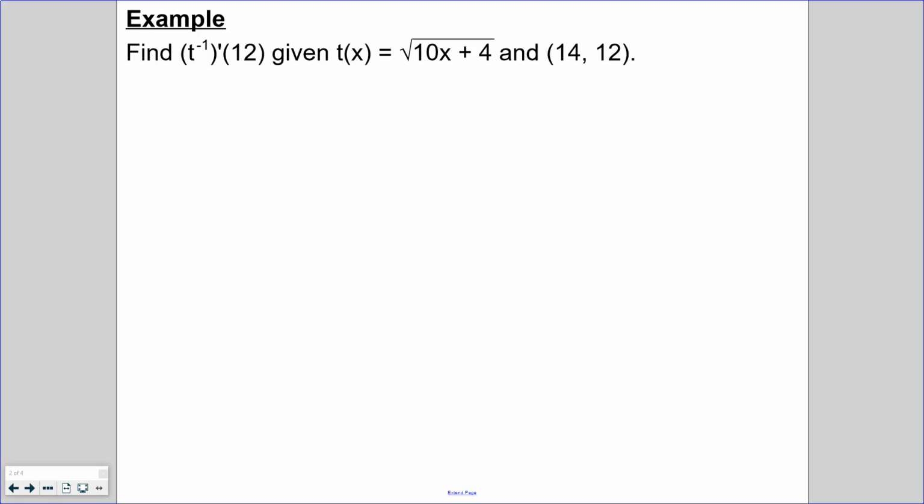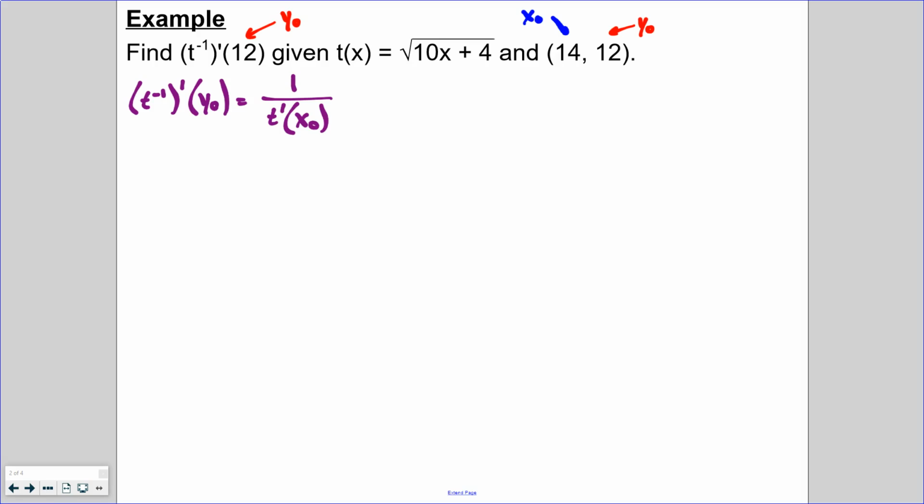All right, so we know we're going to have to use the derivative of an inverse theorem here. That means we're going to have t inverse prime of y sub 0 is equal to 1 over t prime of x sub 0. A couple pieces of information we need to identify to get us started. First, 12 is going to be our y sub 0 value. And moving over to the point, y sub 0 is also 12 there too. Since the y value is 12, our x sub 0 value needs to be 14.